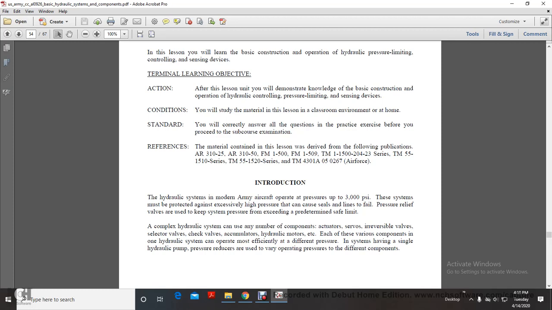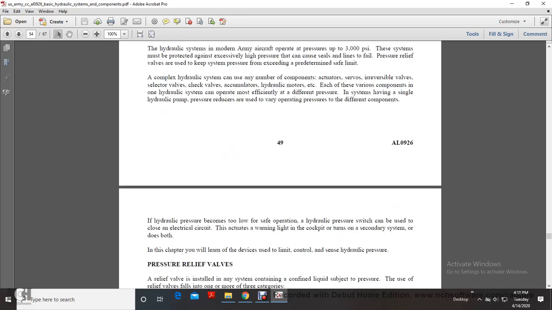Complex hydraulic systems can use a number of components: actuators, reversible valves, selector valves, check valves, accumulators, and hydraulic motors. Each of the various components in one hydraulic system can operate most efficiently at a different pressure. In a system having a single hydraulic pressure, pressure producers are used to supply varying operating pressure to different components. Hydraulic pressure can become too low for safe operation.